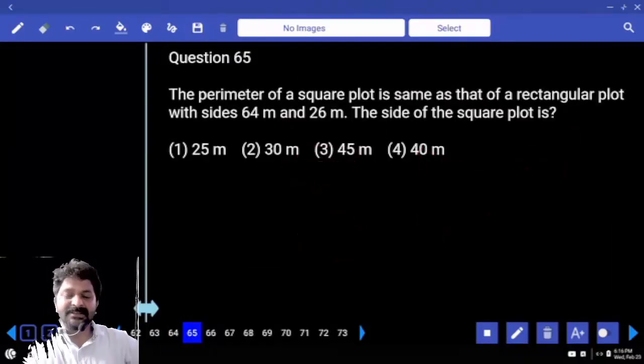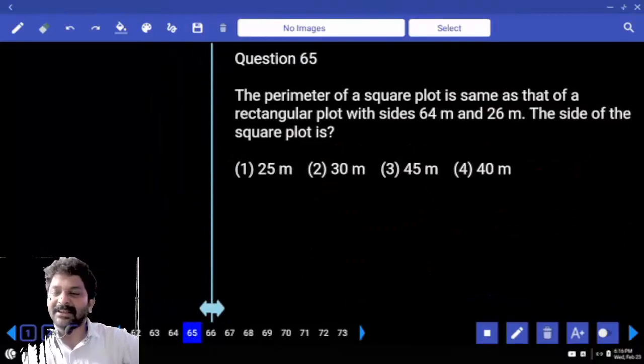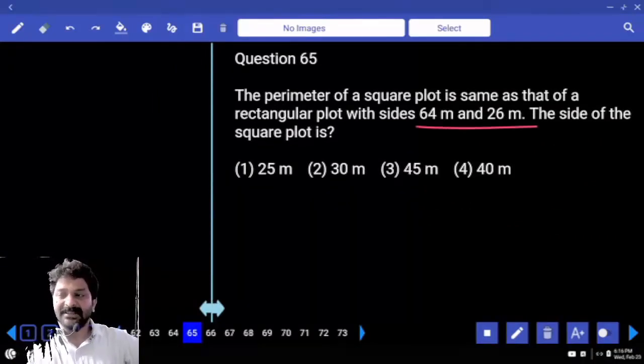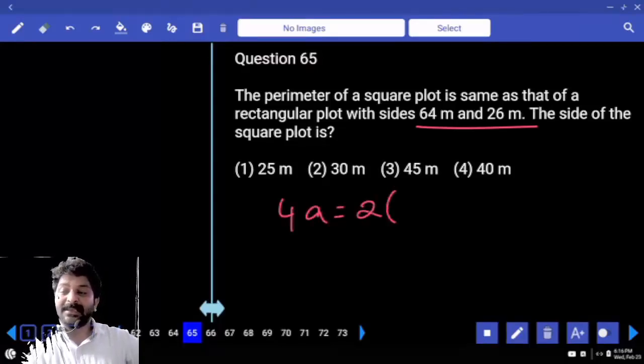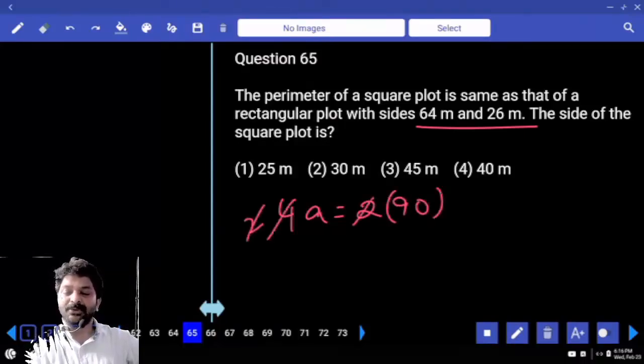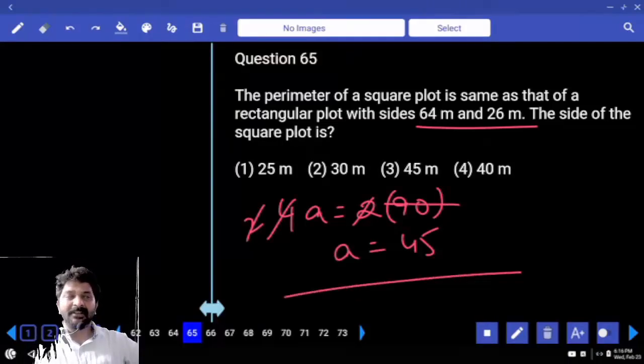The perimeter of the square plot is the same as that of a rectangular plot with sides 64 and 26. The side of the square plot, easy, right? Perimeter 4a is equal to the same as the rectangle perimeter, 2 times of L plus B. L plus B is 90. 2 times 45. So side of the square is equal to 45.